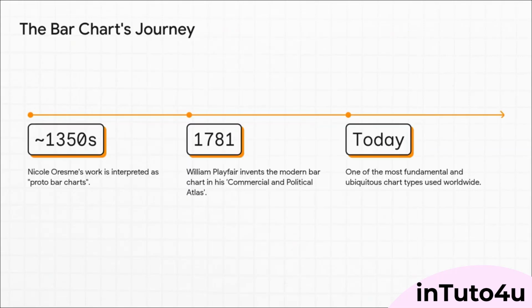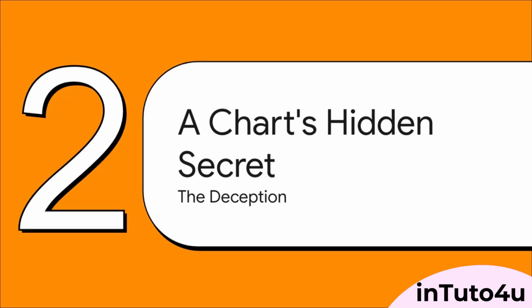And this thing has been around for a long time. You can find early versions, these proto-bar charts, way back in the 1300s. But the modern one we all know, that was invented by a guy named William Playfair in 1781. And he used it to show Scotland's imports and exports. So for over 200 years, it's been the trusted workhorse of data visualization. But that long history, that familiarity, it can make us a little complacent. We just trust the bar chart. And that trust is exactly where things can get tricky, because this simple chart has a hidden secret.